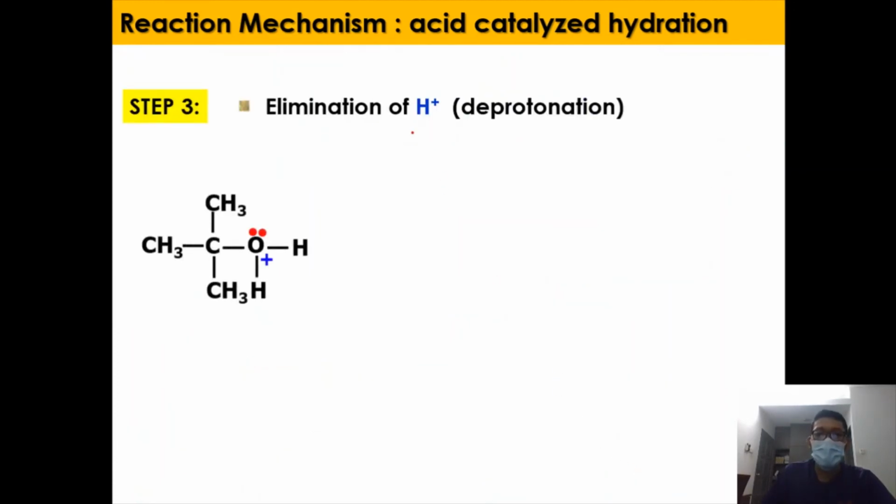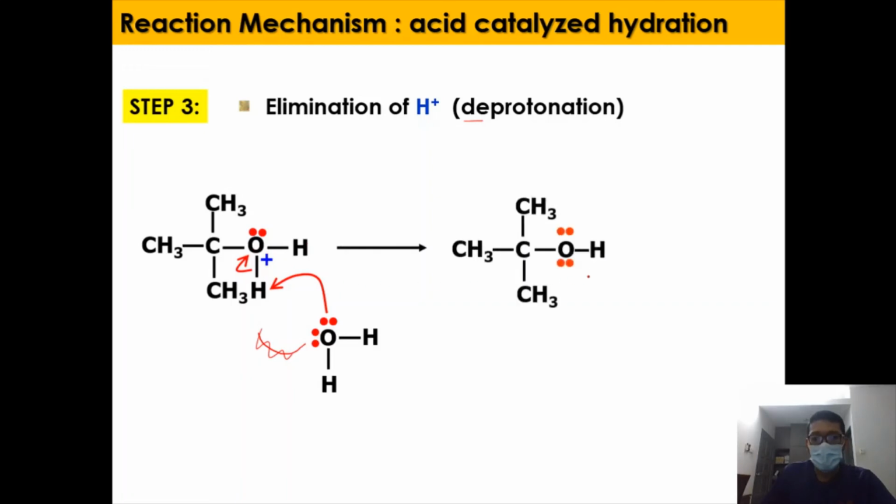Now you're going to eliminate the H plus, known as the deprotonation. So the water that you have in the surrounding will attack one of the hydrogens, either that one or that one, in order to break the bond and form an alcohol. So I can use the lone pair here and attack this hydrogen, and this is going to break the bond between H and O, and this is going to produce an alcohol here.